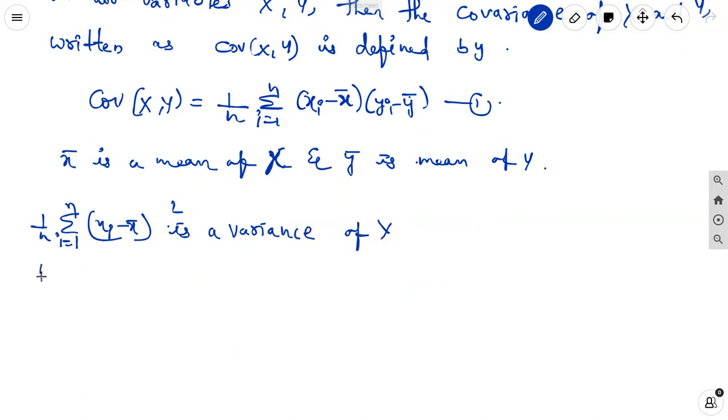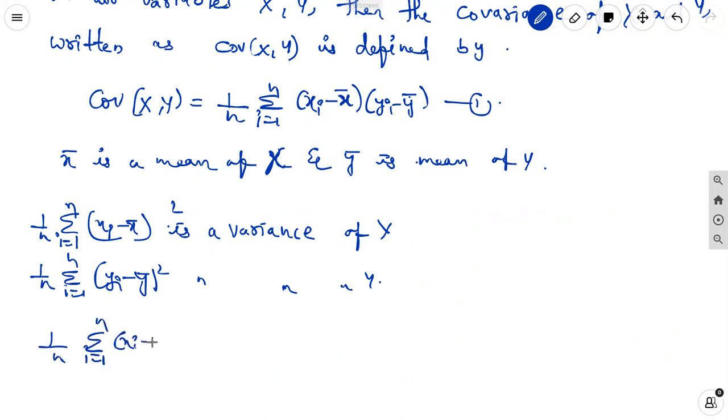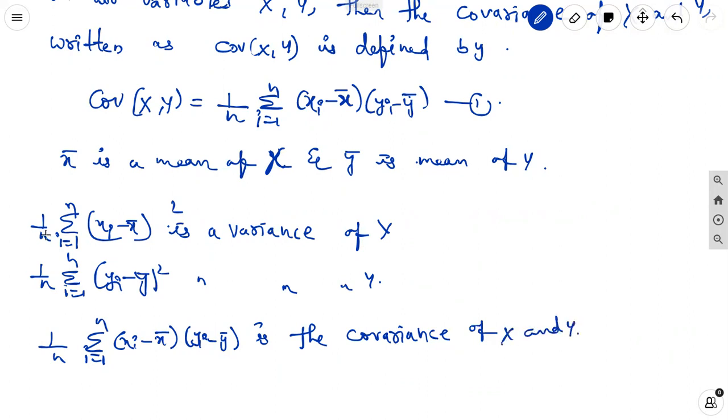In the same way, 1 by n summation i equal to 1 to n (yi minus y bar) whole square is the variance of y. Similarly, 1 by n summation i equal to 1 to n (xi minus x bar) into (yi minus y bar) is the covariance of x and y.